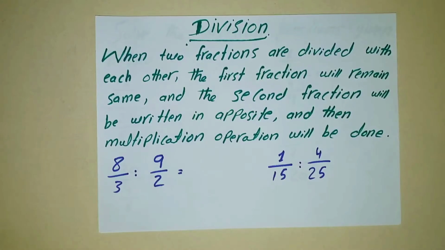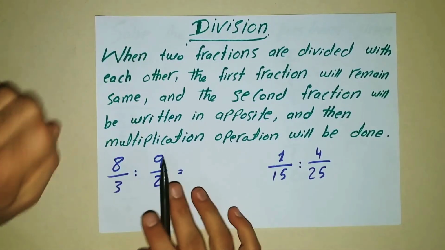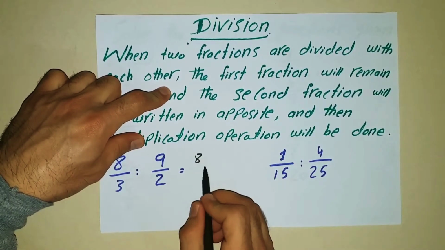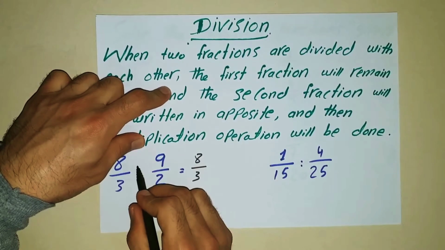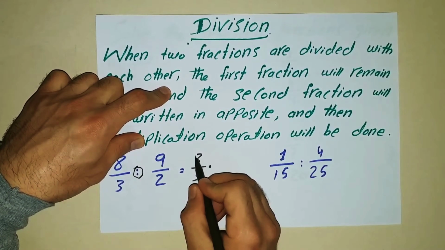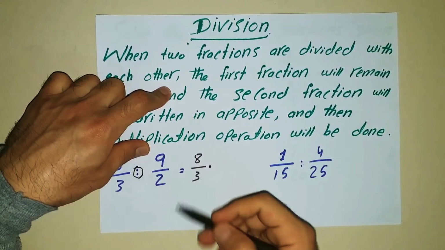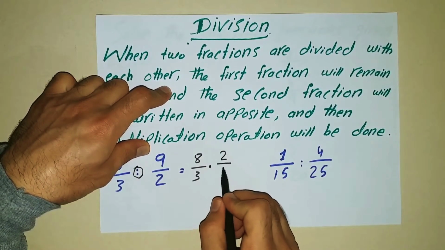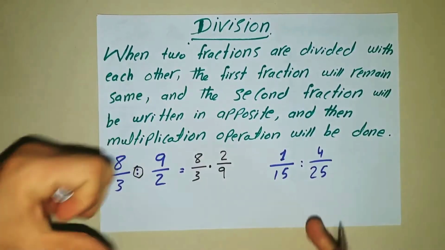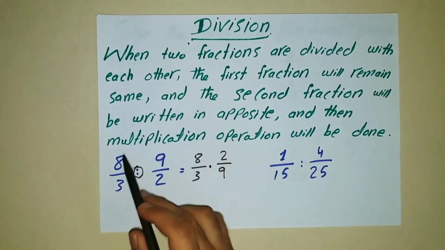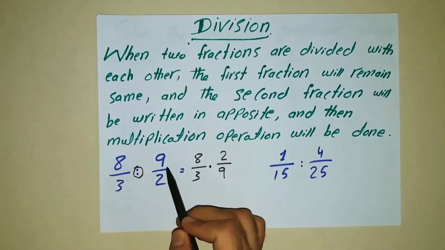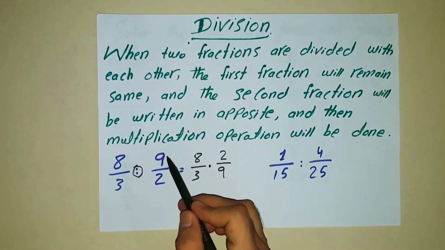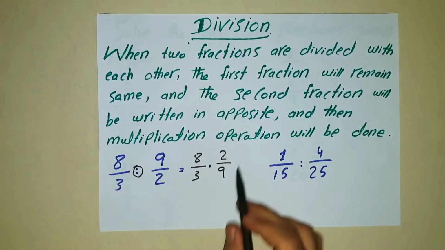Now I will solve one question for you, so you will understand it. In division, we will write this one the same, the first one will remain the same, 8 by 3, and this division sign will change to multiplication, and this 9 by 2 will be written in opposite, 2 by 9. In division, we write the first fraction the same, and we write the opposite of the second fraction, denominator in numerator and numerator in the denominator. Now we can multiply them.